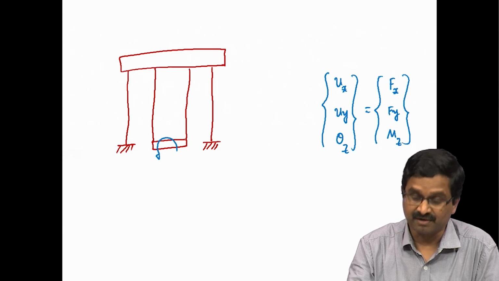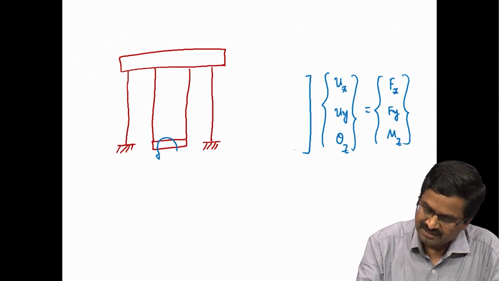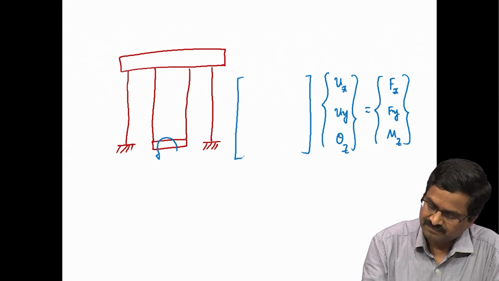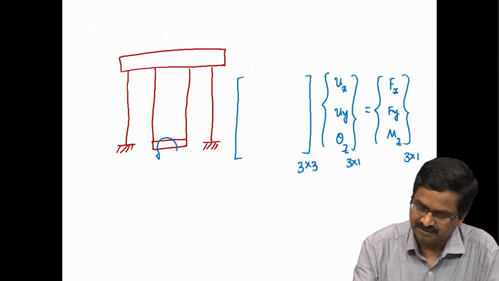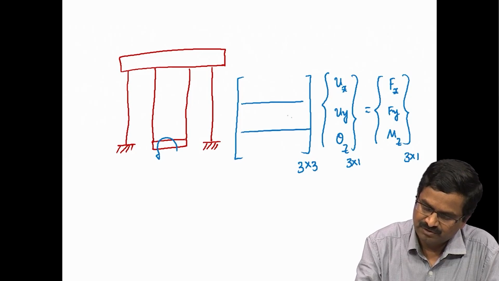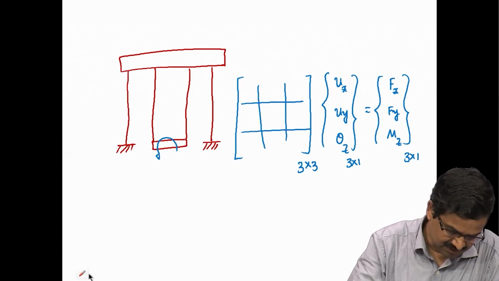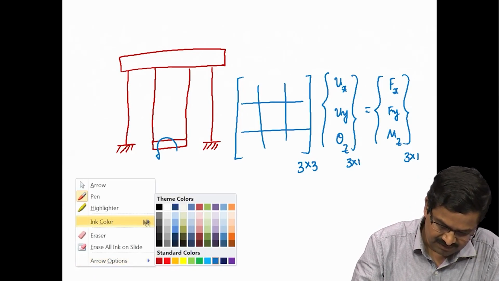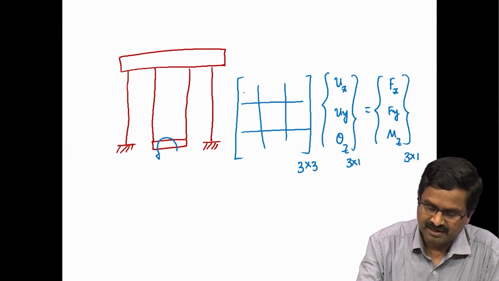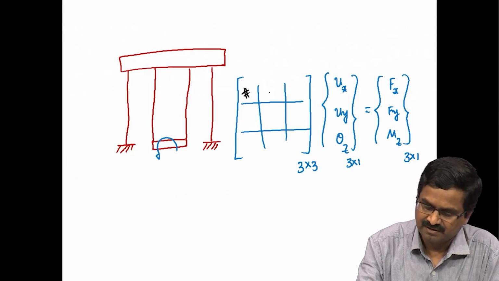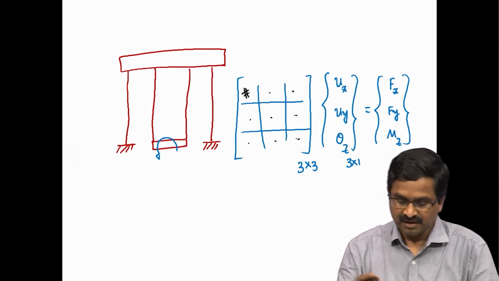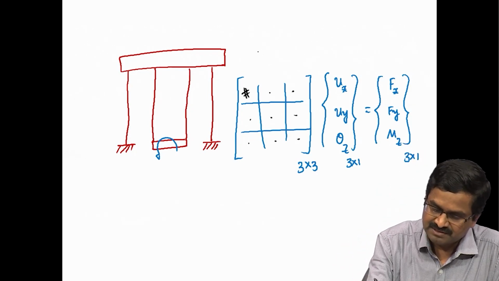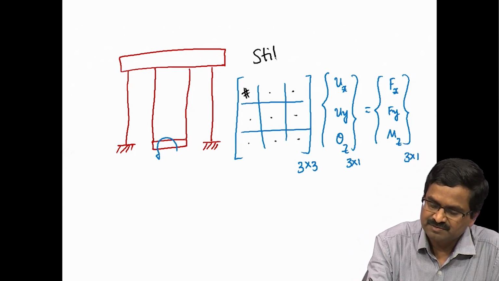Of course, these two are not equal. There is a stiffness matrix. Okay, this is 3 by 1, this is 3 by 1, this is going to be 3 by 3. So, we need to get these numbers here. It is going to be a symmetric matrix, we need to get those. The way we want to do this is what we call the stiffness matrix.